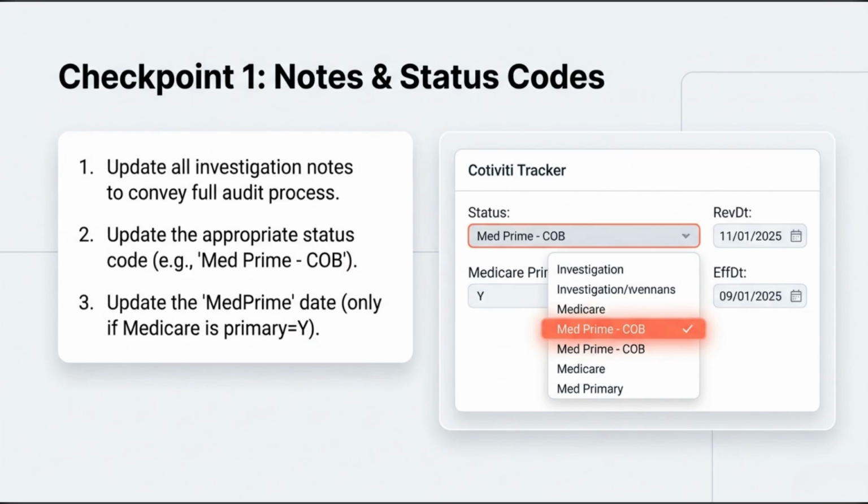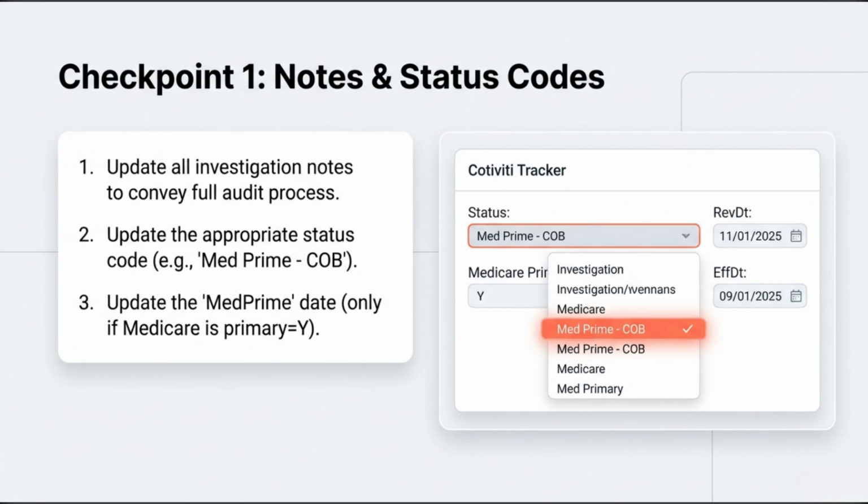Then, we hit the status code. Look at our audit team tracker. We're selecting Med Prime COB. You know what that means. We've identified Medicare as primary, and we're ready for claims coordination. This code tells everyone exactly where we are in the process. And here's where the logic gets fun. We update the Med Prime date only if Medicare is primary. See that Medicare prior Y on the screen? That's your trigger. No Y, no date update. That's the kind of precision that makes you a COB pro.